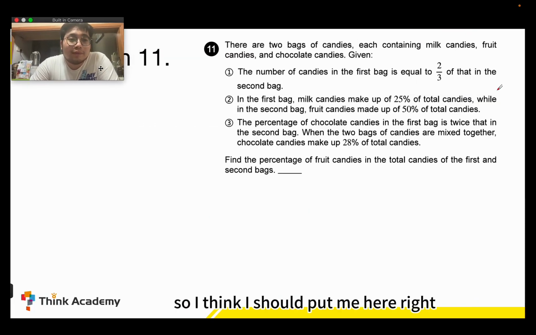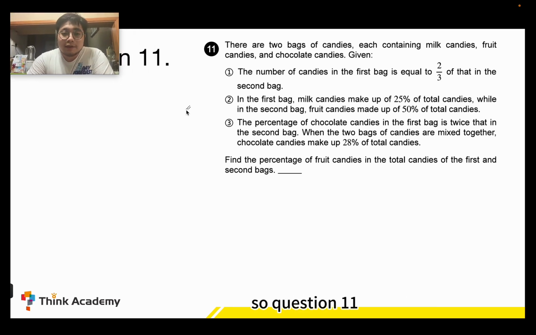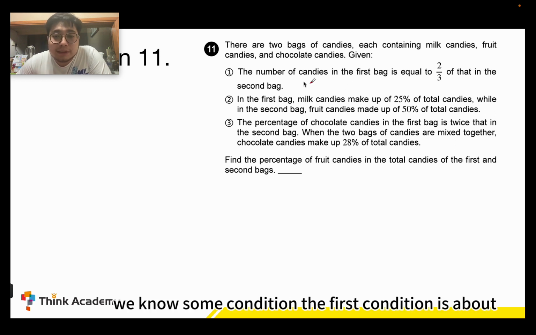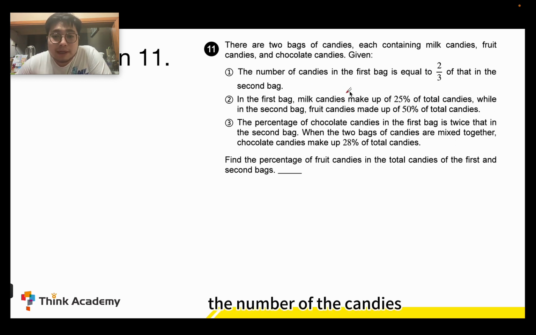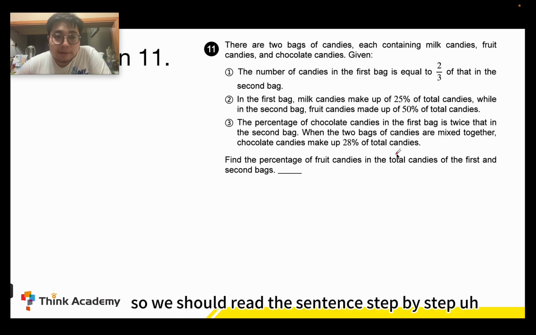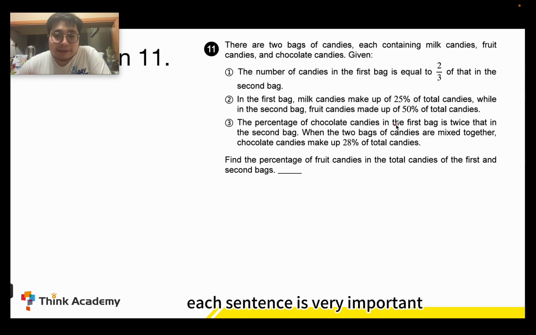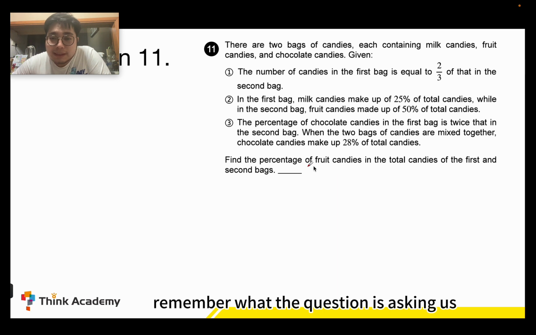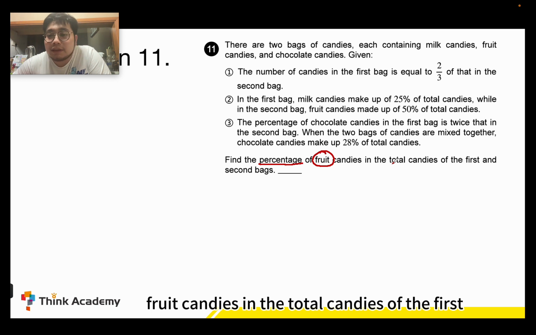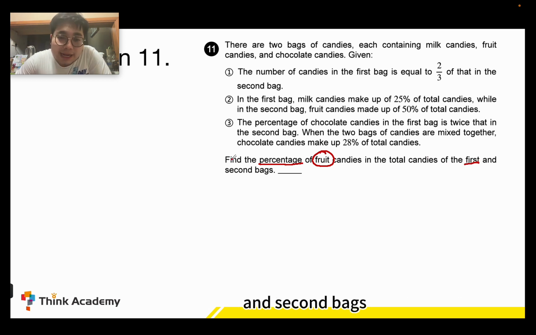So I think I should put myself here, right? So question 11, there are 2 bags of candies. Then we know some conditions. The first condition is about the number of the candies. The second condition is about some percentage of the candies. And the third condition is also about the percentage. So we should read the sentences step by step. Each sentence is very important. So we need to remember what the question is asking us: find out the percentage of fruit candies in the total candies of the first and the second bags.